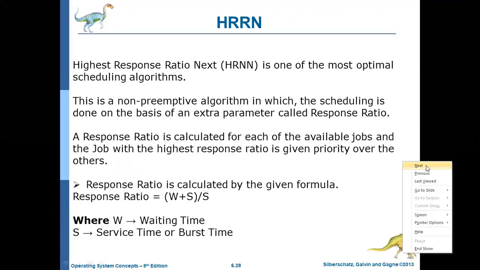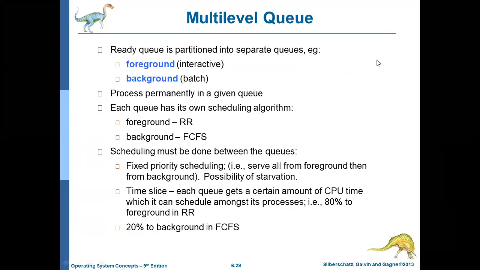Next, discuss the multi-level queue scheduling algorithm. You have a ready queue, you know already. All the processes enter the ready queue and wait for the CPU to get a chance of execution. That ready queue is now partitioned into separate queues. You have foreground processes and background processes.